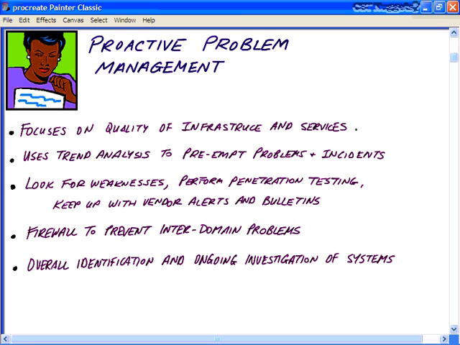As the previous two actions of problem management were more reactive, problem control and error control, the next action is the proactive aspect of problem management. That's where you focus on the quality of the infrastructure and the services. Pardon the spelling here, but this should be infrastructure. And this is an ongoing proactive improvement process.